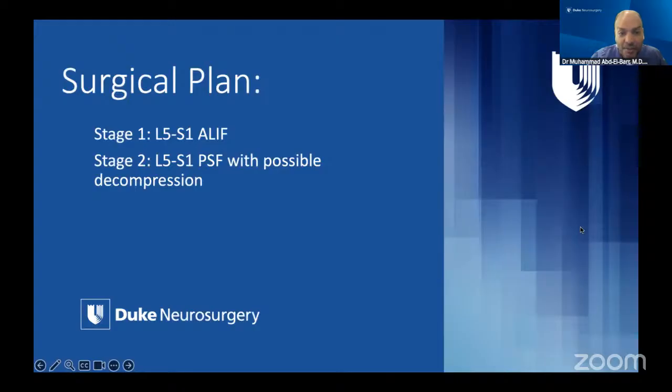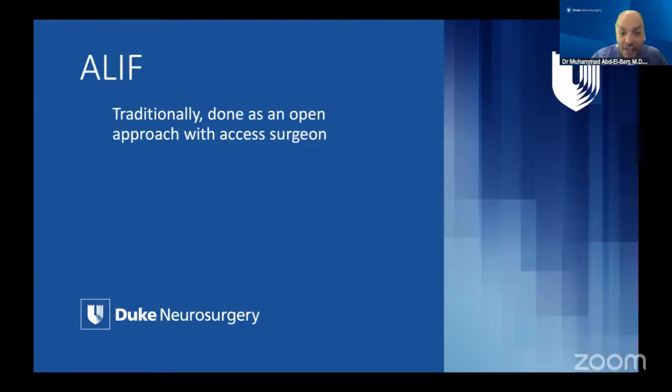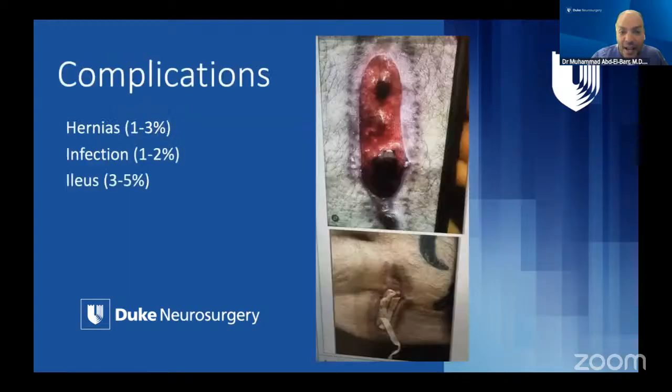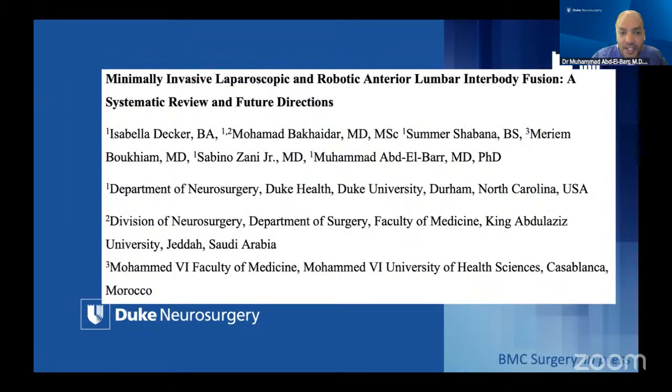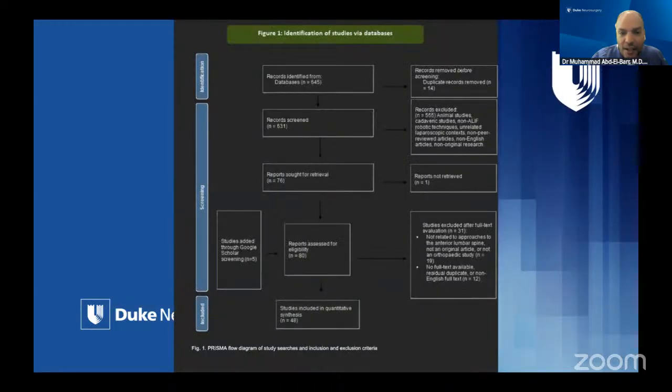So for this patient, we decided to do an L5-S1 ALIF with possible decompression as a stage 2, because I was just worried that we weren't going to get enough indirect decompression. Usually this is done with an access surgeon, but we know that when we do ALIFs, we can have complications. So there are different minimally invasive options, such as laparoscopic or Da Vinci. We published this paper on a systematic review of those techniques.